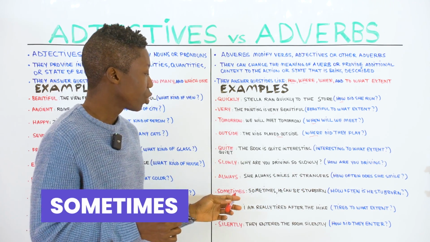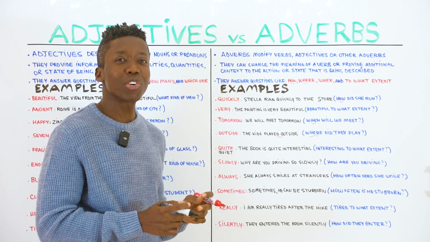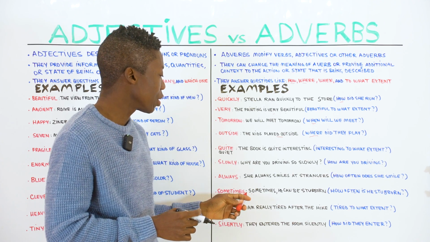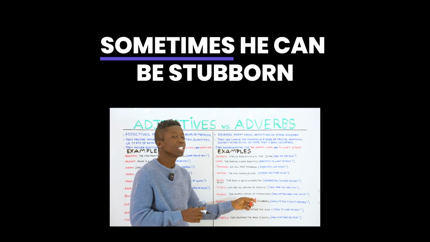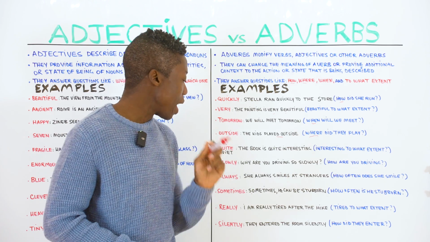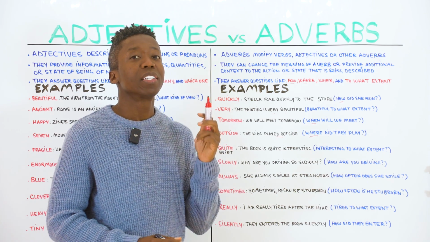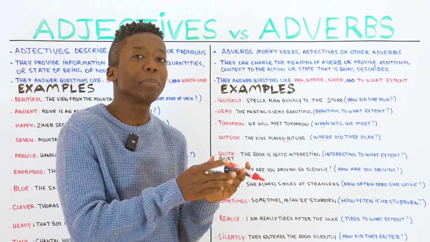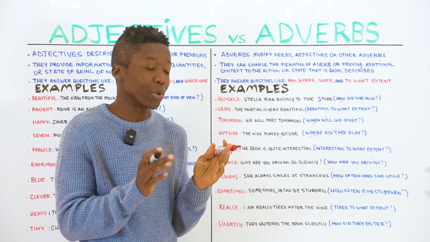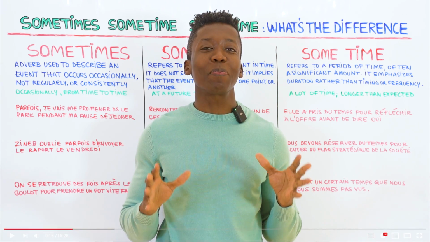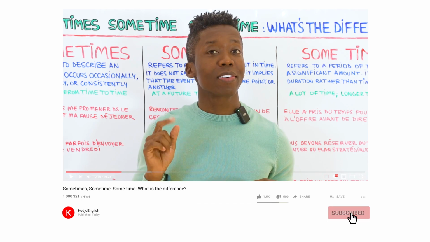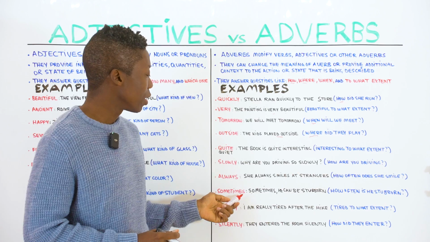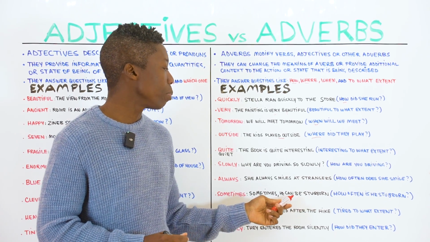All right, sometimes. Sometimes is also an adverb. Did you guys know that sometimes is also an adverb? I did not know that. Well, the sentence is: sometimes he can be stubborn. By the way, do not confuse sometimes with sometime in one word without the S, and some time in two words without the S. Go watch my video on the difference between sometimes, sometime, and some time to understand what the difference is. Sometimes he can be stubborn.